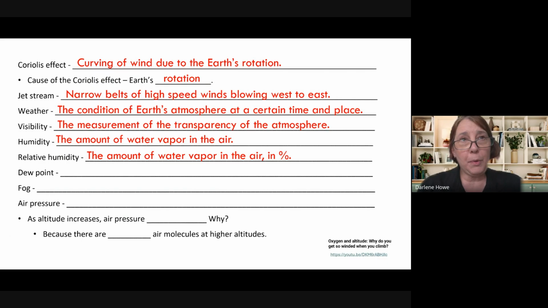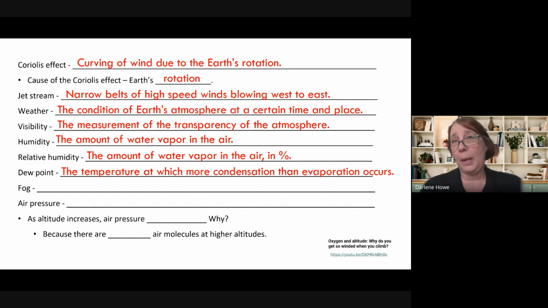Okay, next one, dew point. So dew point, very special point. The dew point is the temperature at which more condensation than evaporation occurs. This is when the temperature drops low enough that condensation now wants to happen. Water vapor can evaporate into the air and keep going, but as the relative humidity gets higher and higher, there's only a certain amount. You can only get 100% relative humidity before condensation starts to happen. So the air will then cool to the dew point. When the air goes below the dew point, condensation starts to happen.